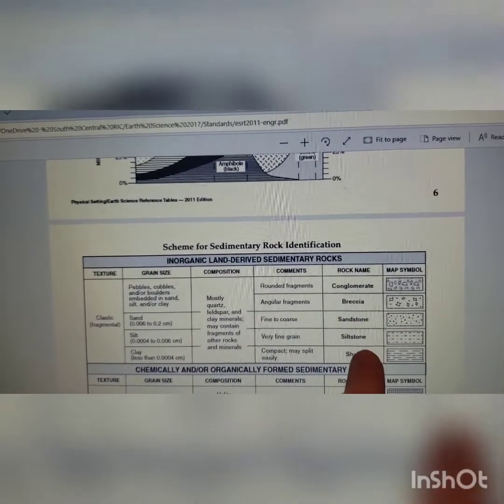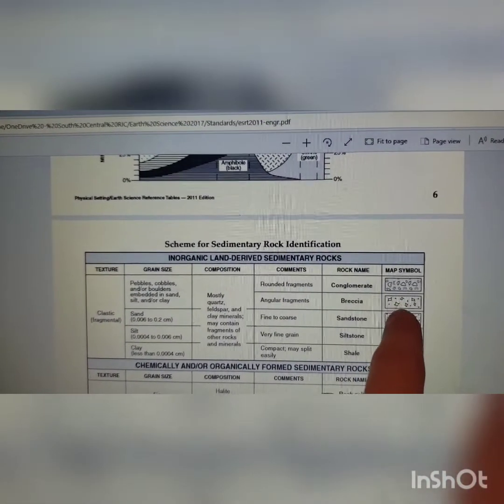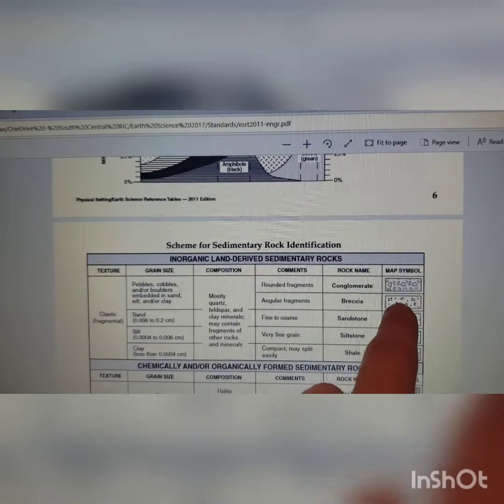Rock symbols, they're really easy. All I want you to know is that when you have the rock names over here in this column under sedimentary rocks, this is page 7 of your reference table, they're associated with a specific symbol. For example, breccia. Love breccia. It's an angular rock, and it looks like this as the rock symbol. Sandstone looks like a lot of sand.